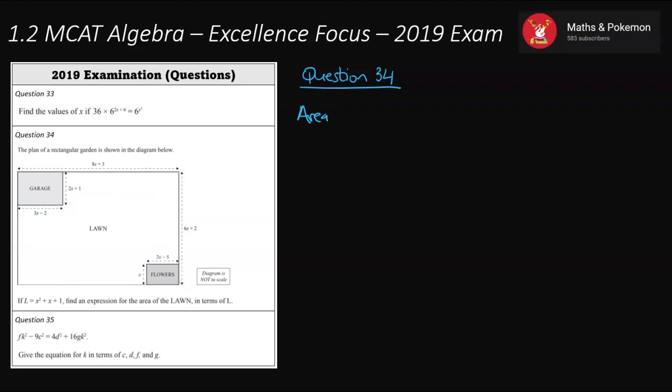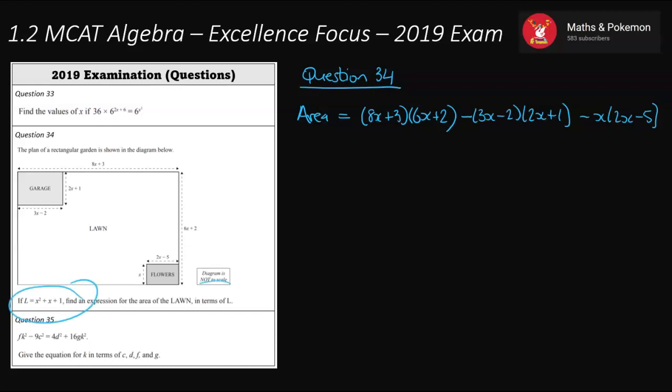So area of lawn, I'll just write area. That's going to be equal to the dimensions, which is 8x plus 3 times 6x plus 2. I'm now going to subtract the area of the garage, which is 3x minus 2, 2x plus 1. So minusing 3x minus 2, 2x plus 1, and then I'm going to subtract the area of the flowers down here, which is going to be minus x and then 2x minus 5. So this is the beginnings of my expression in terms of x.